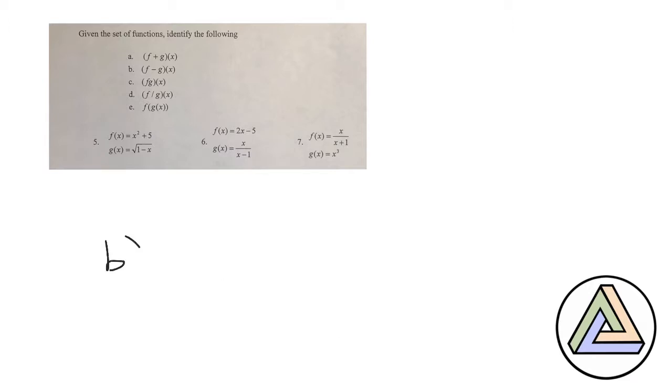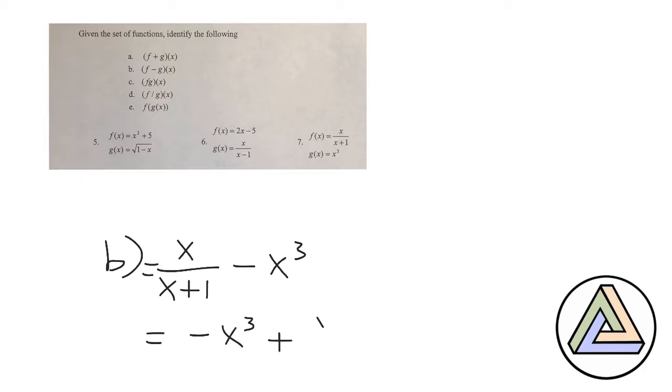Okay, b is going to be x over x plus 1 minus x cubed. You could write it like that, or you could write it like this. And these are not like terms, so you can't combine them, so we're good to go with that.